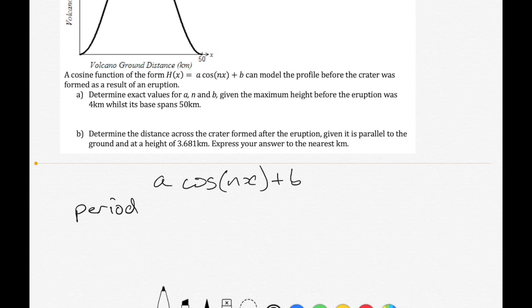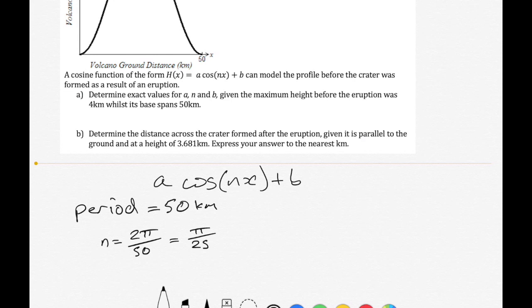Now, looking at the graph, we can see that, from the question, the base spans 50 kilometers. So this clearly has a period of 50 kilometers. That's our units that we're dealing with here. And we know that n is equal to 2 pi over the period. So that's going to be pi over 25. That's going to be our n value.